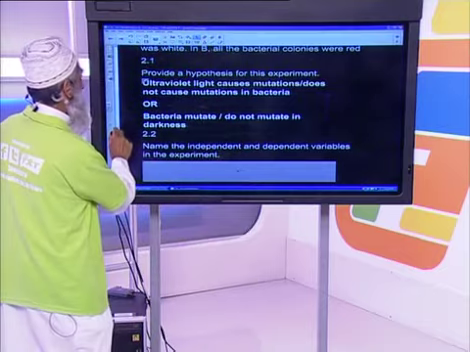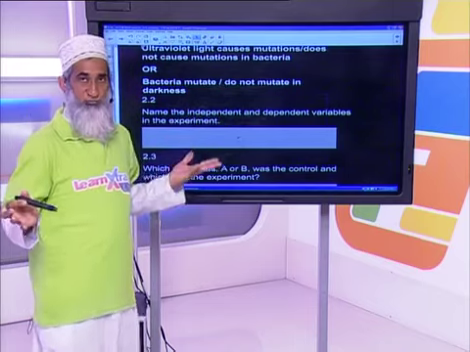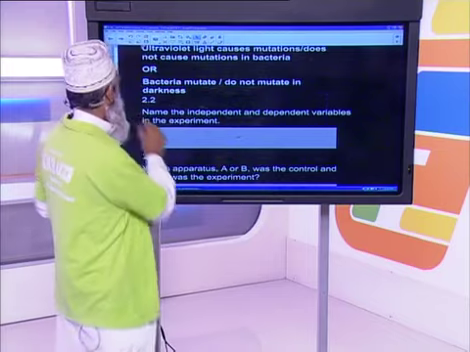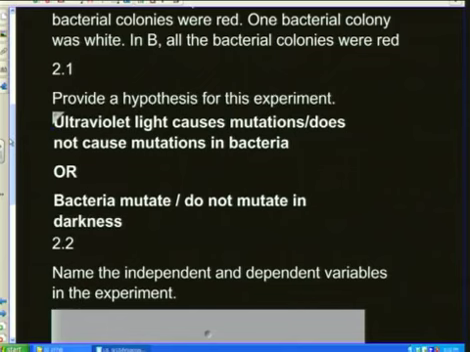Or you could say that bacteria mutate or do not mutate in darkness, because of the variables that were there. The important thing is you must have the independent variable. In this case, what can you change? You can change the light. So that's the independent variable. The dependent variable is the mutation, whether the mutation is going to take place or not. And the relationship is this word, causes or does not cause.